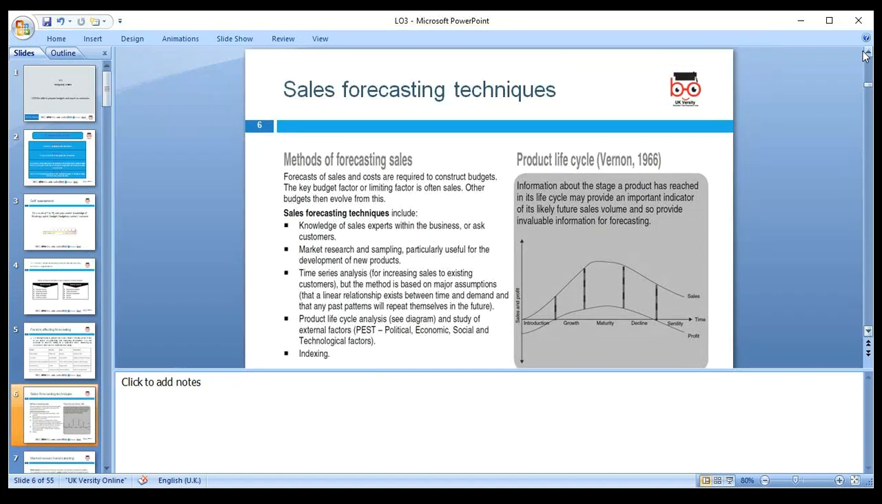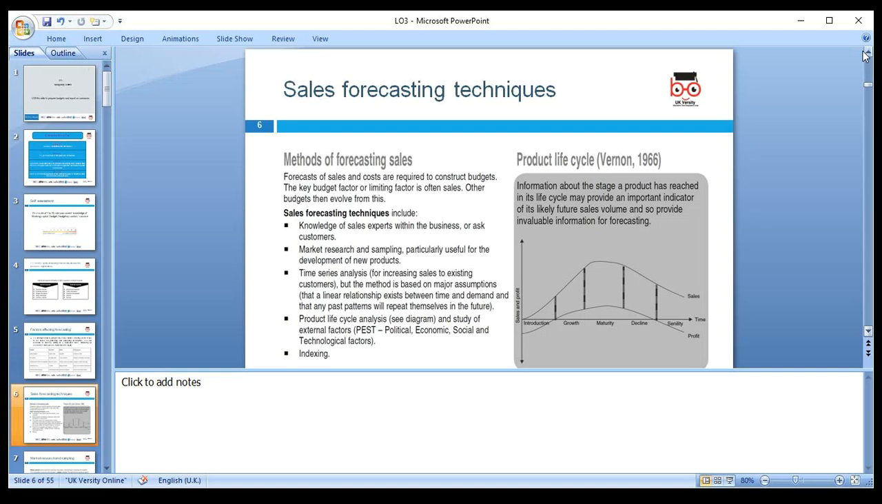Okay. Next, when we look at forecasting, it can be a sales forecast technique. Methods of forecasting sales and costs are required to construct a budget. The key budget factor, or limiting factor, is often sales. Other budgets are involved, but the sales forecast is the first thing. Then you can make the budgets for material usage, material purchase, labor, and cash flows. We can make all of these based on the sales forecast.